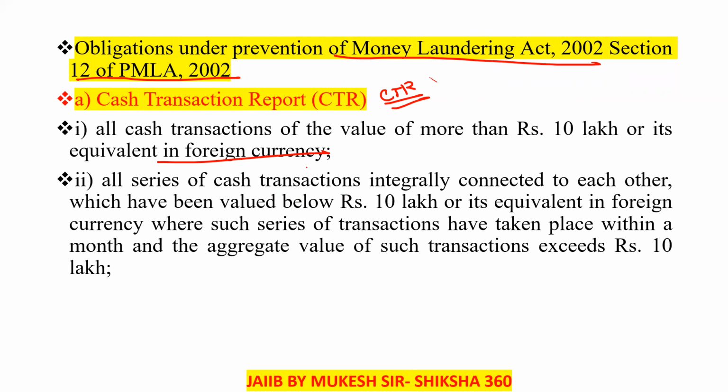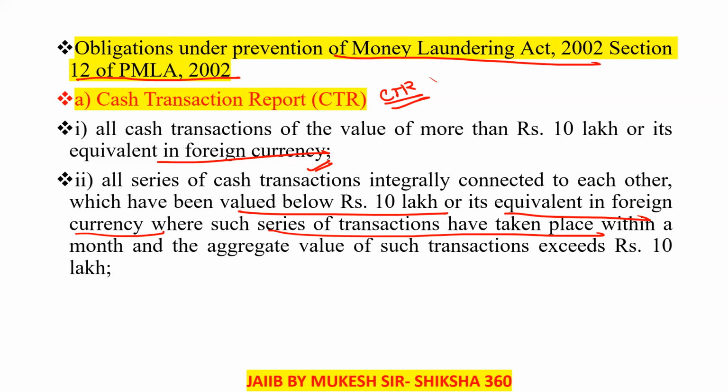Second one is all series of cash transactions integrally connected to each other. That is, they are continuously doing transactions of 99,000 or, we can say, 49,000. So all series of cash transactions integrally connected to each other which have been valued below 10 lakh or its equivalent in foreign currency, where such a series of transactions has taken place within a month.